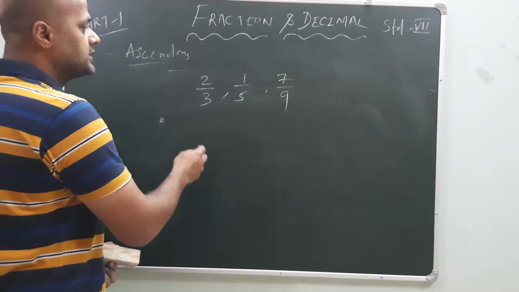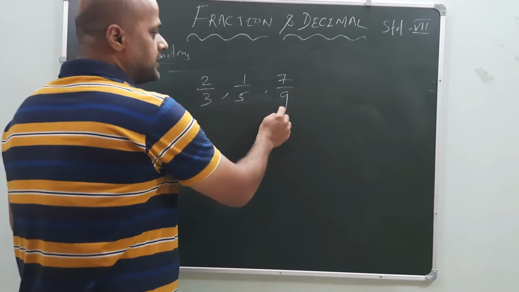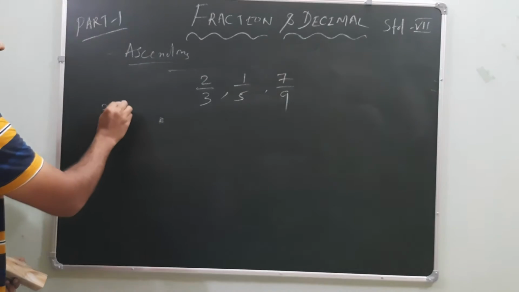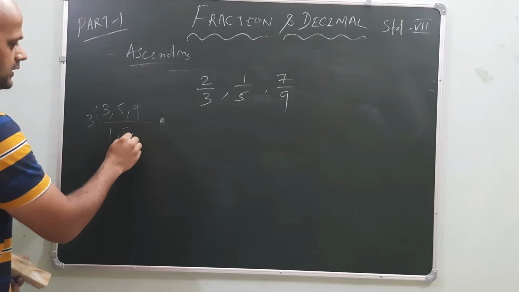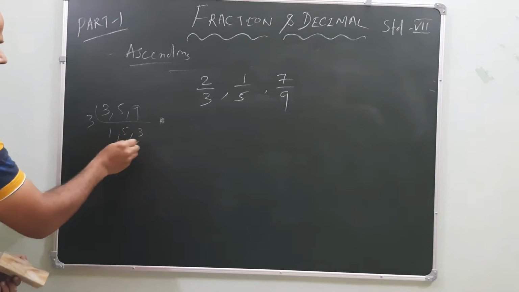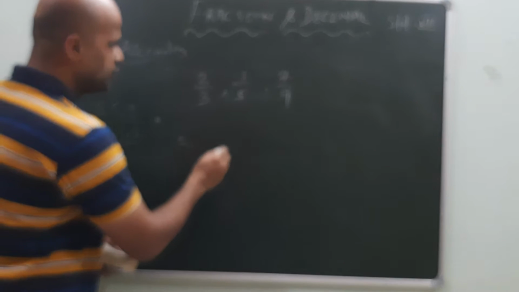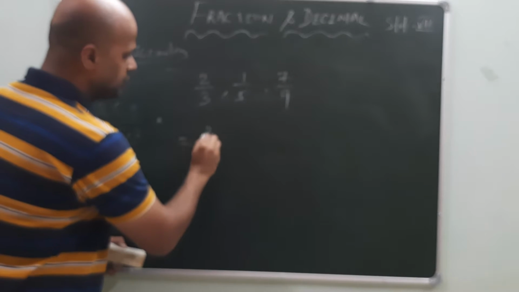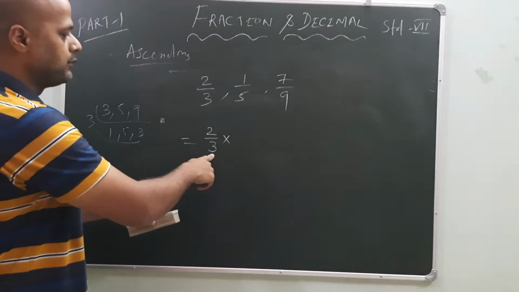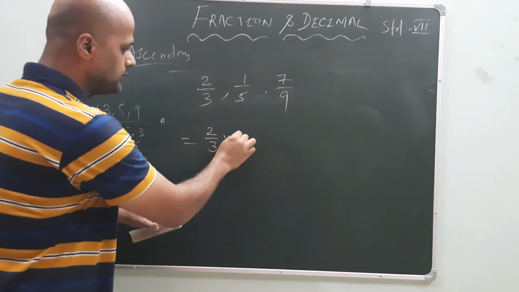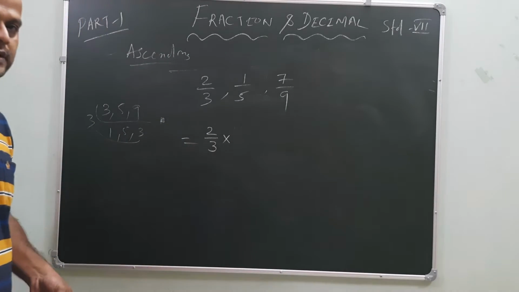So what is the LCM of these three? Take out the LCM of 3, 5 and 9. What is that? 3 times 1, 5 and 3, how much is it? 15 times 3 is 45. So 2 by 3 into, to make it 45, what should I multiply here? 2 by 3 means it is 1, na? So what should I multiply here? Just tell me.